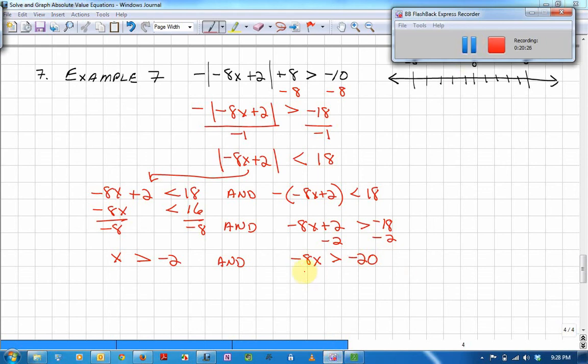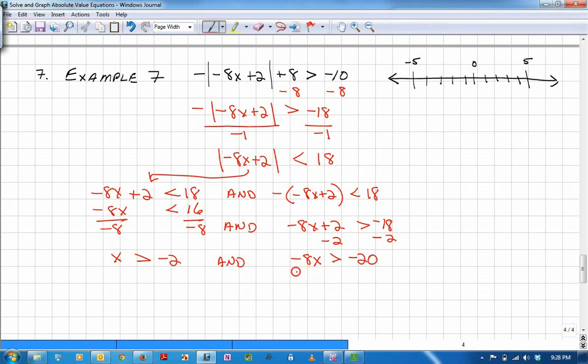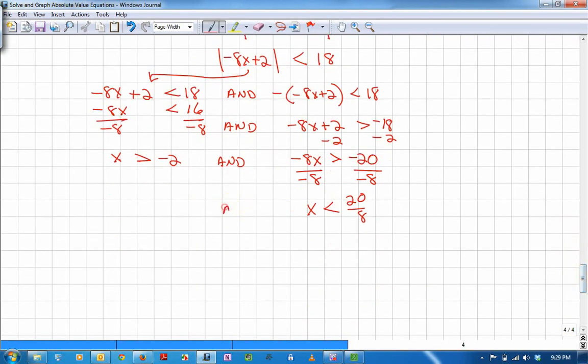Now let's divide both sides by a negative 8. That will change the direction of the inequality. So I will have x is less than 20 over 8. And let's go ahead and carry the other side down. And of course I can simplify the 20 over 8. So x is less than 5/2. So that's an and.